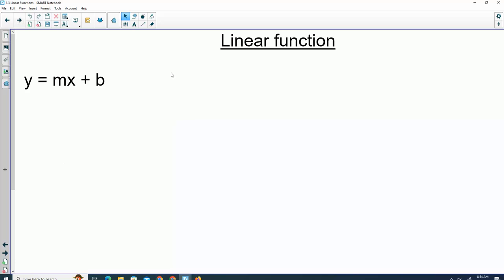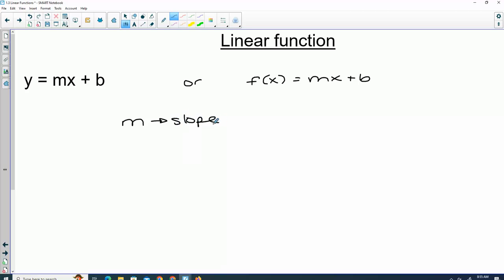So a linear function is y equals mx plus b, or if it were written in function notation, we talked yesterday about how f of x replaces the y, so you might see f of x equals mx plus b. Those are both examples of linear functions. What does m represent? And what is b? Remember, y-intercept, that means where the graph touches the y-axis.